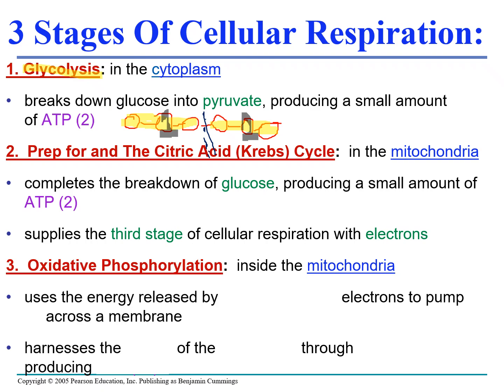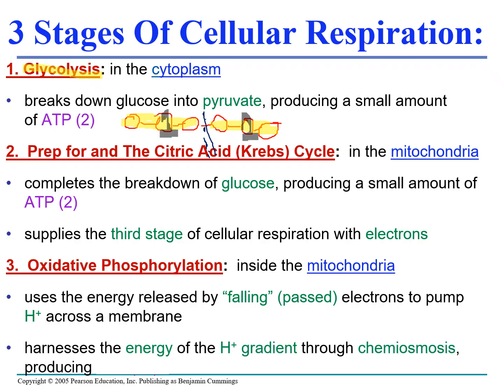The third step is oxidative phosphorylation. It involves the electron transport chain that we saw on the past slide, and it uses energy released by falling or passing electrons to pump hydrogens across a membrane. It harnesses the energy of the hydrogen gradient through chemiosmosis, producing 34 ATP. There cannot be more than a total of 38 ATP.